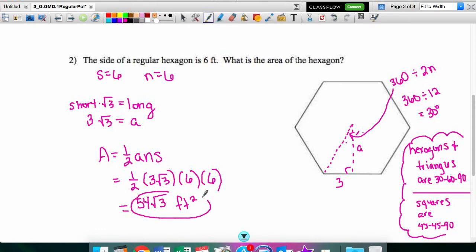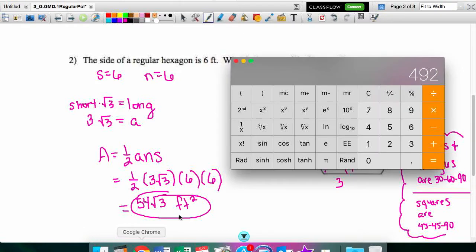Now, if you do not prefer a radical answer, you could of course find the decimal equivalent. So let's see here, I'm going to do 3 and then take a square root. Unfortunately, this calculator does not do order of operations, so I have to do it in a little bit of a different order. And then multiply by 54 to get an answer of 93.53.